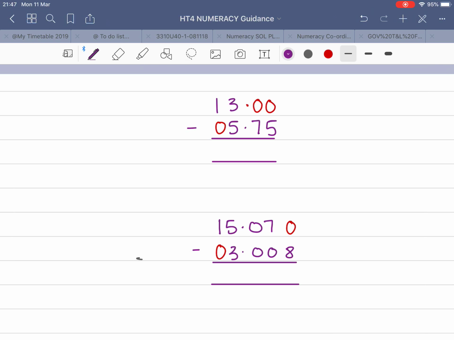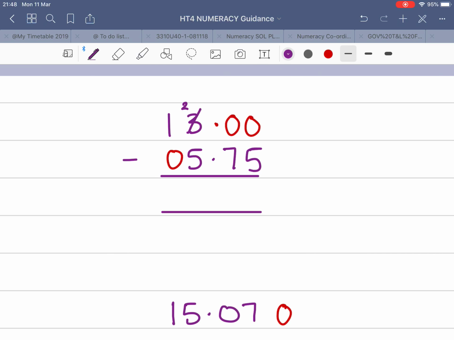0 take away 5 cannot work. 0 take away anything can't work in a column subtraction. So borrowing from the 3. Giving to the 0, borrowing from the 10. Last column, the hundredths column is now 10 take away 5, which is 5. 9 take away 7, which is 2. 3 take away 5, can't do, borrow. 12 take away 5, which is 7, 7.25.